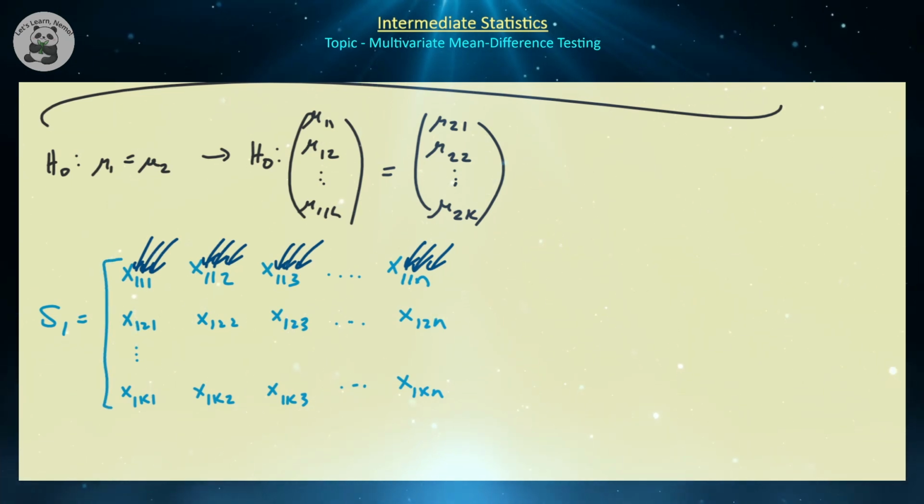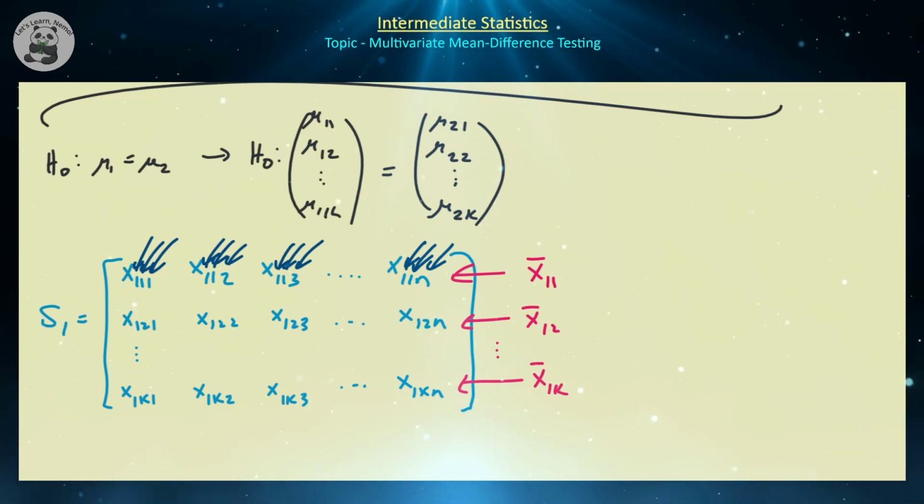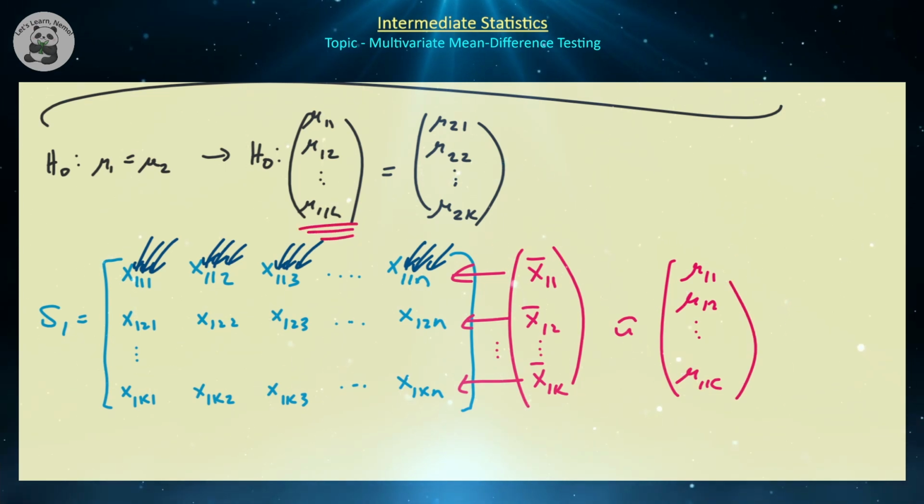So this is going to be a matrix. And from this particular row, we're going to be able to calculate an x bar 1,1. From this row, we're going to be able to calculate an x bar 1,2. And from this last row, we're going to be able to calculate an x bar 1k. So it's going to be a bunch of sample means for each feature, which is going to serve as an approximation for mu11, mu12, all the way down to mu1k, which is the very first vector.